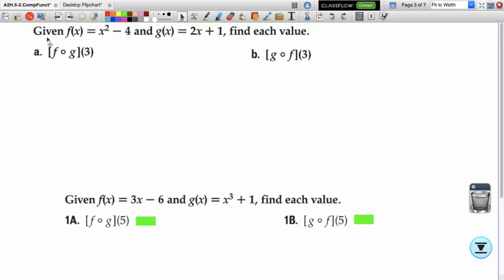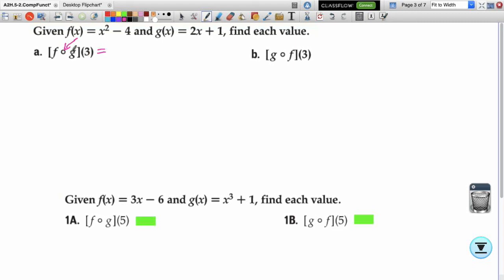So what does this even mean to us in Algebra 2? f of x equals x squared minus 4, and g of x equals 2x plus 1. It's saying find each value. Now, it's not a plus, it's not a minus, it's not a multiply, it's not a divide. This is our composition symbol. We would read this as f of g of 3.